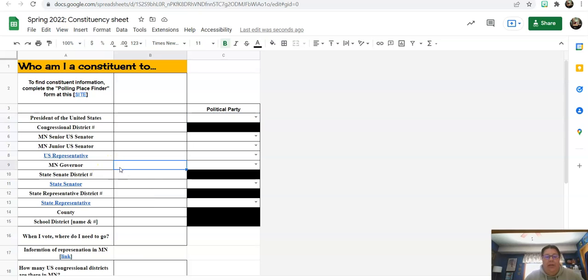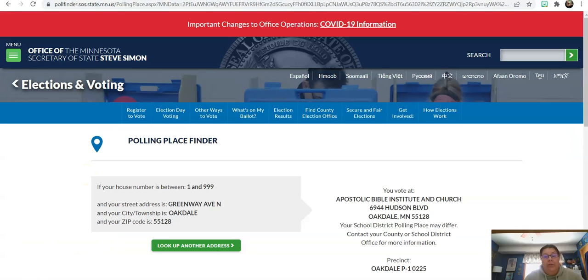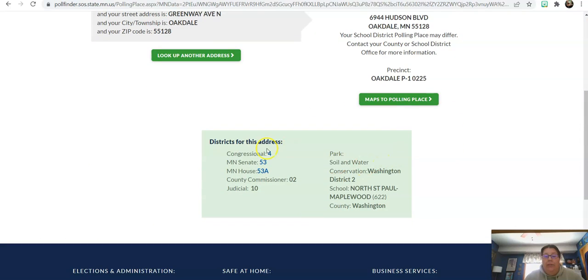Then we have Minnesota governor. We have your Minnesota Senate district. Well, how am I supposed to find that? Well, let's go back to this and it will tell you your Minnesota Senate district. Tartan's Minnesota Senate district is 53. Remember, there are 67. Each of those districts is broken into an A and a B. Minnesota House for Tartan is 53A.